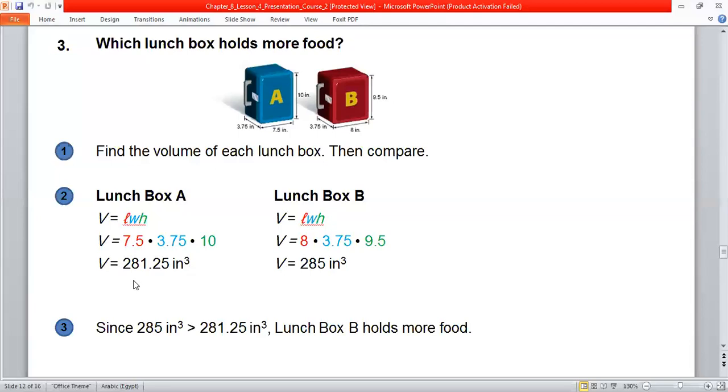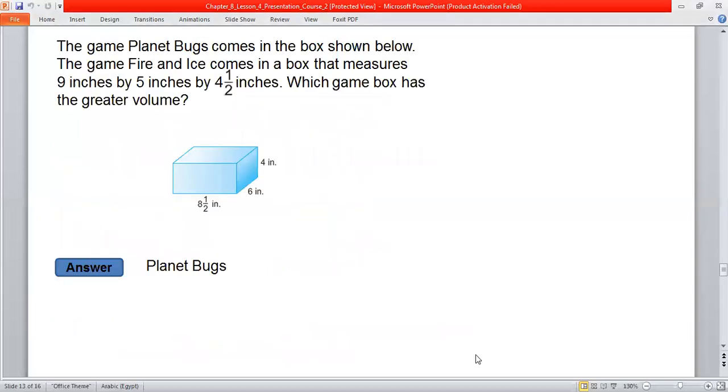So again, if I need to find the volume of the cuboid, what we do, my friend, I will find the volume of each one. I will find the volume of the first and the volume of the second. And after that, I will compare between them. Okay? Let's go to another example. Look with me. Read the question, please, here.